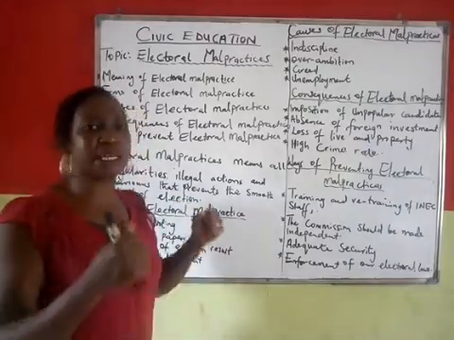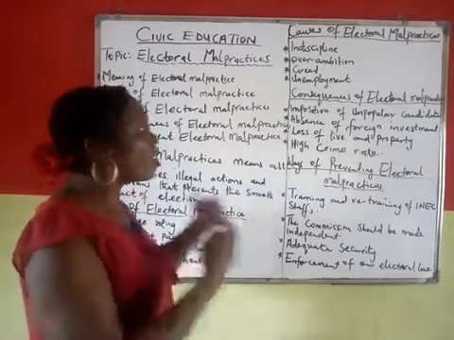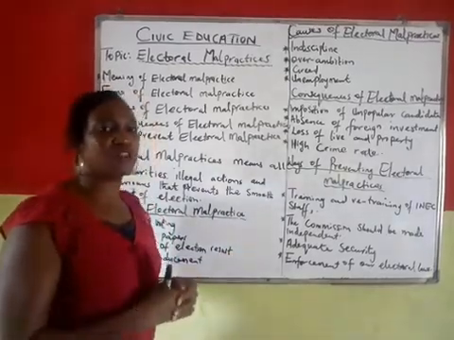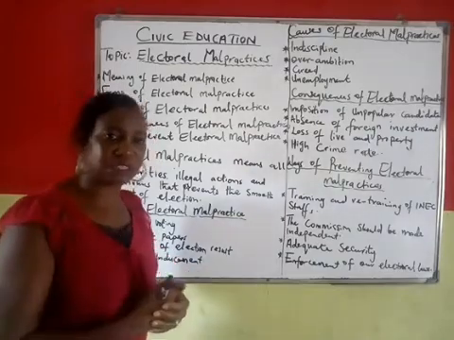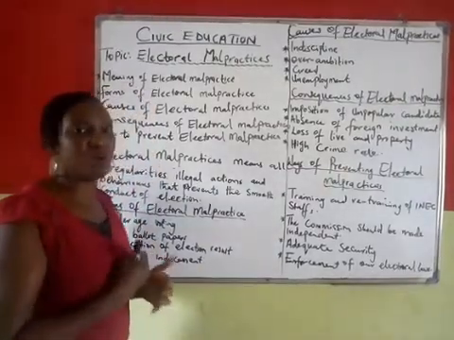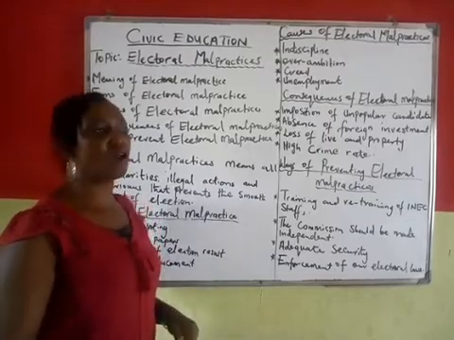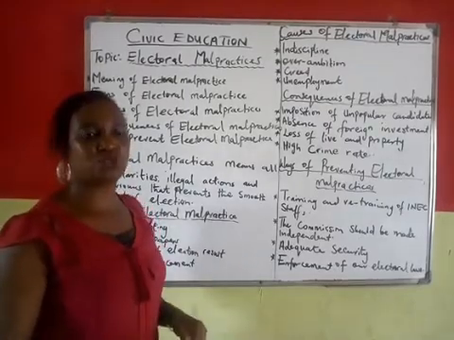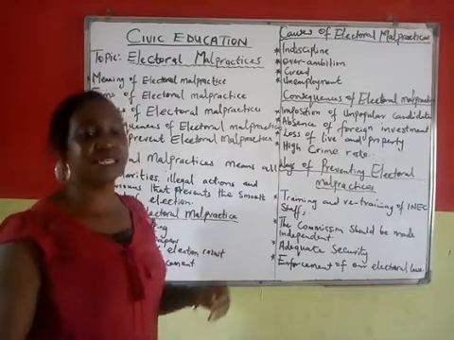So because they want to make it at all costs, at the detriment of others, you see them going to do what they ought not to do, even to the extent of shedding blood. So this is a cause of electoral malpractice, overambition of some of our leaders. When we talk of greed, we talk of not being satisfied with what you have. You have gotten, but you still need more.